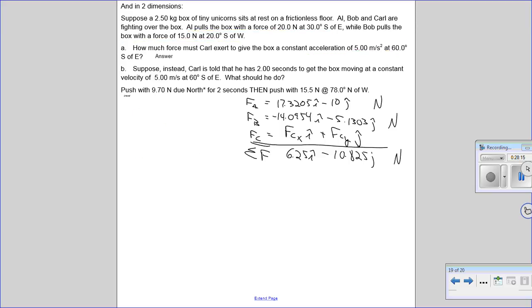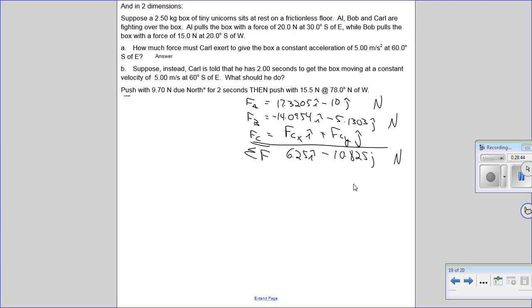Okay, so part B says, suppose instead of part A, Carl is told that he's got 2 seconds to get the box moving at a constant velocity of 5 meters a second at 60 degrees south of east. What should he do? So he's got 2 seconds to push this thing, and at the end of those 2 seconds, he's got to have it going at 5 meters a second at 60 degrees south of east, and then he needs to keep it constant.